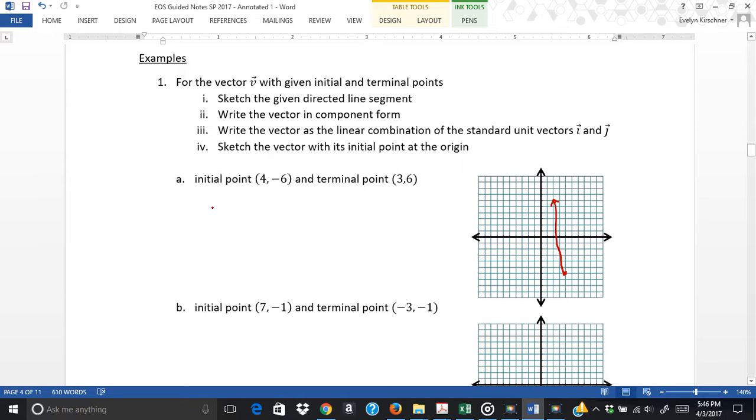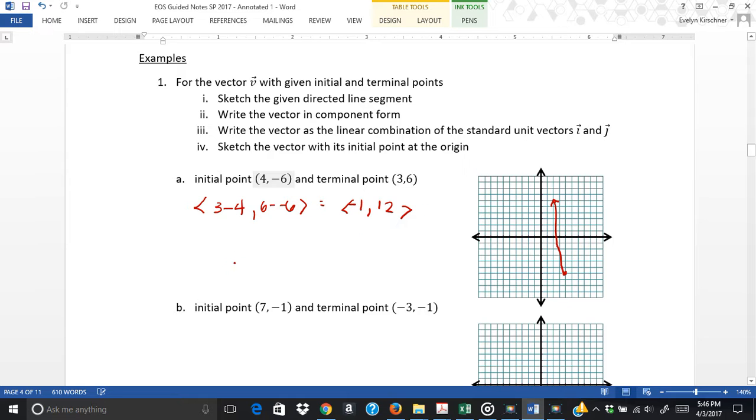So now I'm going to find the component form. The component form is 3 minus 4, terminal minus initial, and 6 minus negative 6, which gives me negative 1 and 12. So if I want to, that's my terminal point.